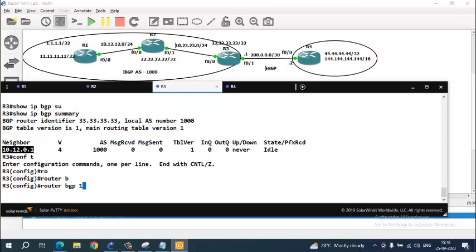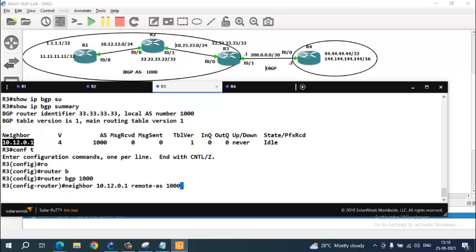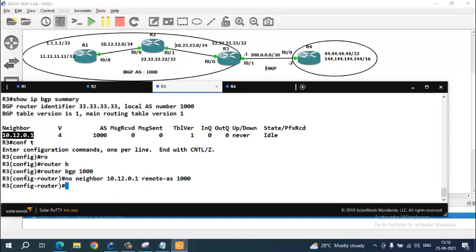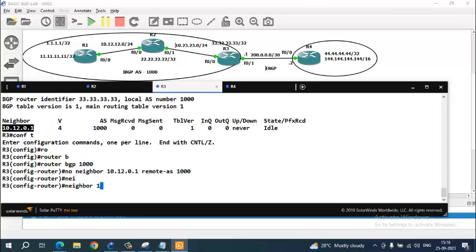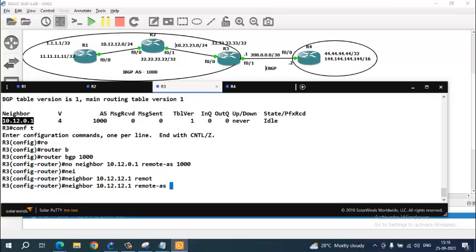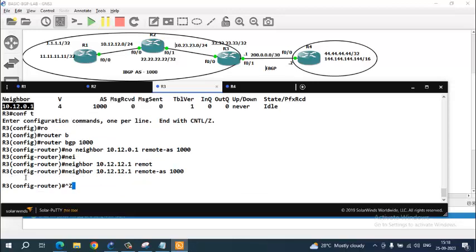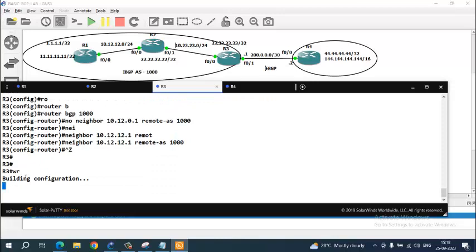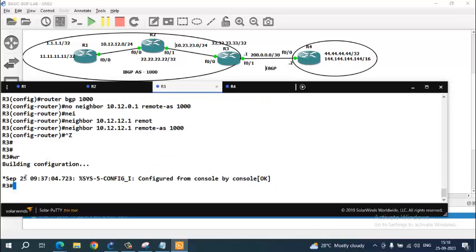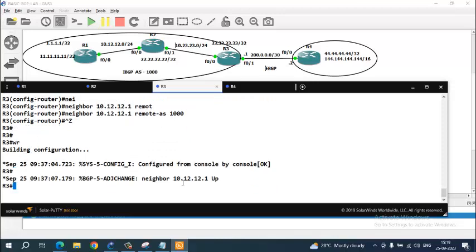Router BGP 1000. We cancel the old statement and we now say 10.12.12.1, remote AS is 1000. Now I'm expecting the neighbor to come up. You see, BGP neighbor is up.